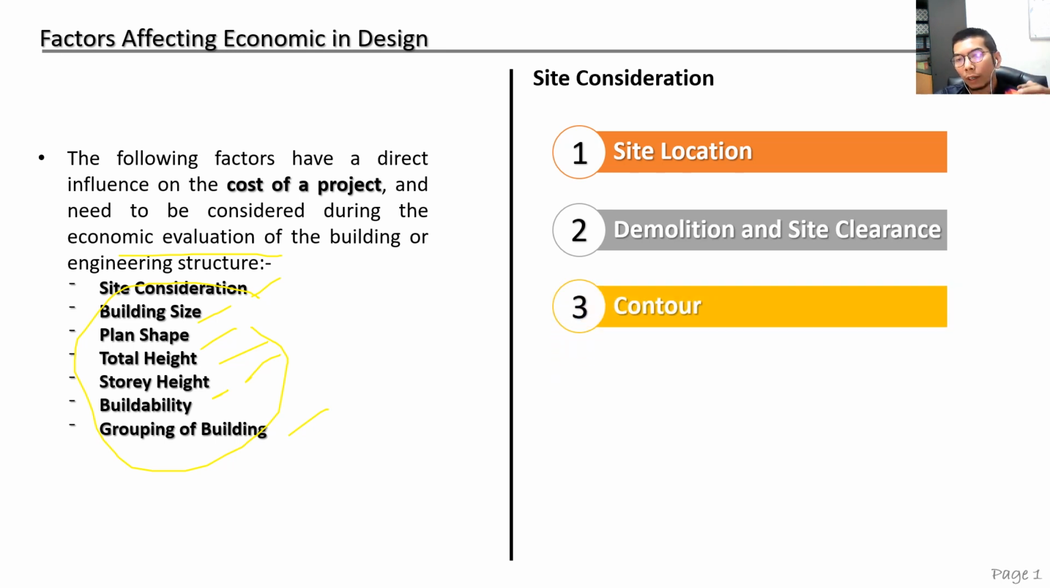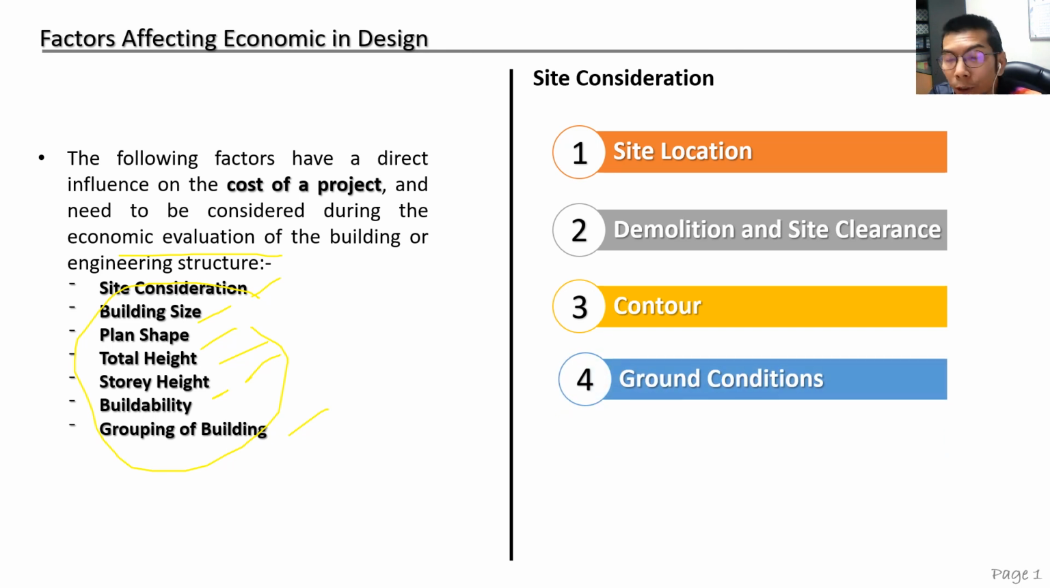Next is contour, the layout of your site. Maybe you need to make it flat first in order to start your construction. So the cost will be high when you are involved in a project that has a lot of contour. That's something you need to consider as well. Nak buat kawasan yang berbukit ke, so you need to make it flat first, then you can start your project. That also impacts the cost of the project.